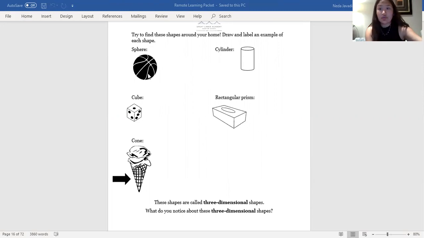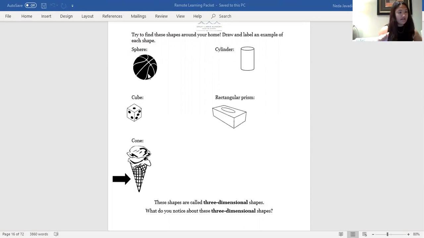Next, we have a cube. A cube is a shape that has, let's count, 1, 2, 3, 4, 5, 6 faces. Each one of these sides is called a face. And on a cube like this one, the edges meet at corners like this, and like this, and like this. See if you can find a cube around your home.